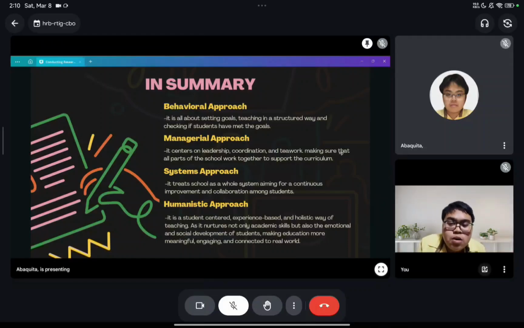Third one is the system approach, which treats school as a whole system, aiming for continuous improvement and collaboration among the students. And the humanistic approach, lastly, is a student-centered, experience-based, and holistic way of teaching, which nurtures not only the academic skills of the learners, but also their emotional and social development, making it more meaningful, engaging, and connected to the real world. And that is the summary of the approaches in curriculum implementation.